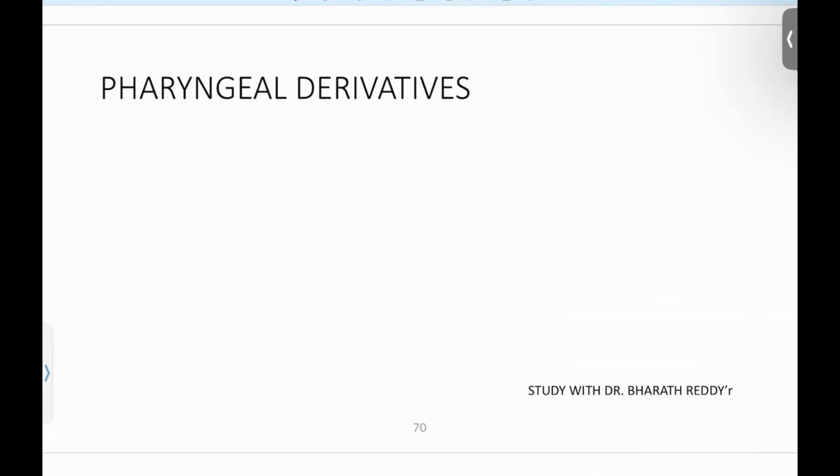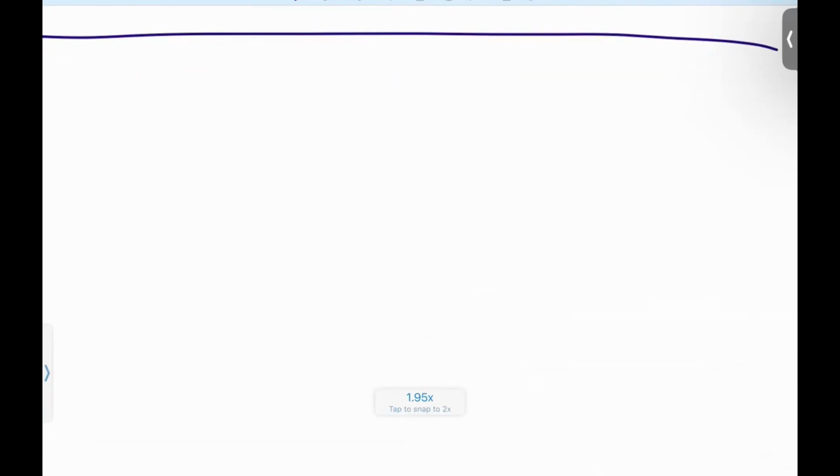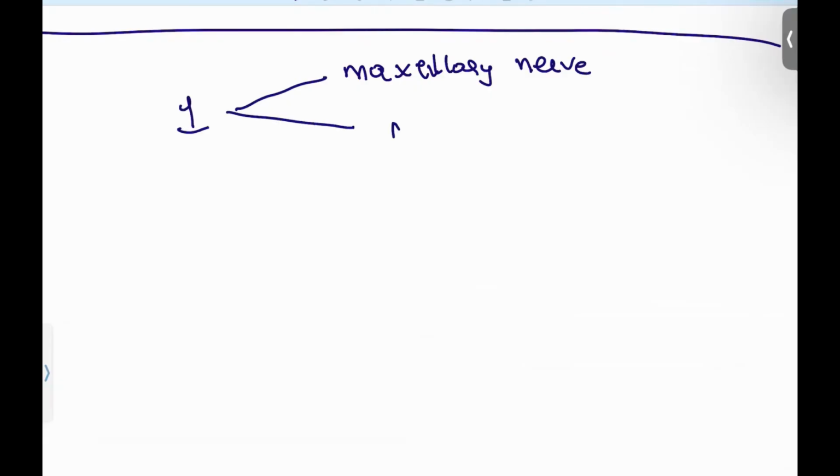Next, pharyngeal derivatives. In the pharyngeal derivatives, we have to remember the nerves and the arteries and where they are formed. We have 6 arches. Arch 1 gives the maxillary nerve. Along with that, we also have the artery derivative from here, that is the maxillary artery.